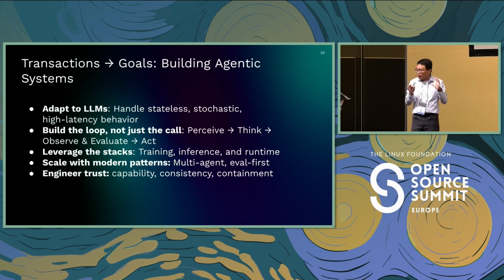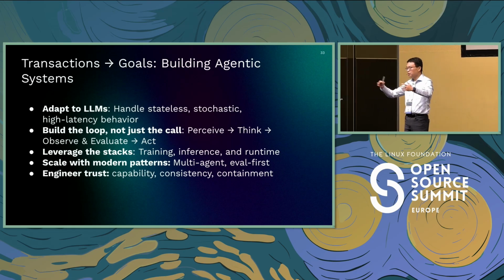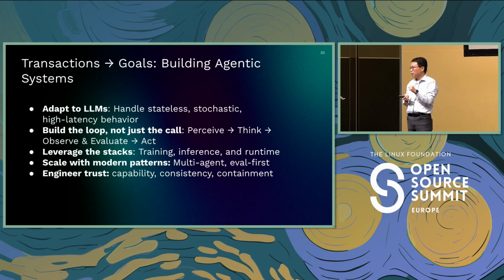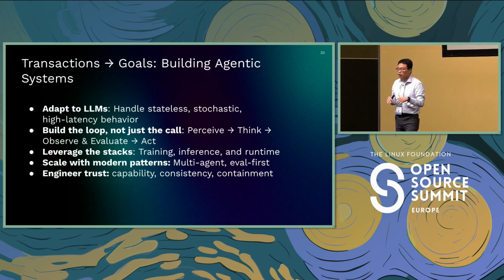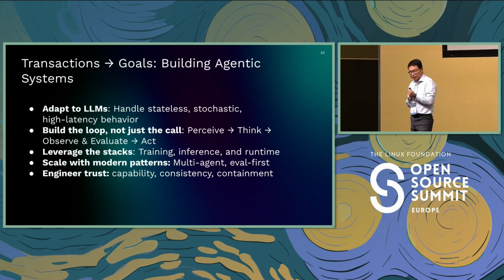The third thing is leverage these stacks. There's been a whole bunch of open source projects for training, for inference, for runtime, that will get you a very long way to building an agent, right? And you can probably even use ChatGPT or Claude to build a lot of this stuff. And then as you start running into challenges, you want to scale by going to multiple agents and thinking about your evaluation workflows. And then to engineer trust, which is a big part of building agentic systems, think about your capability, consistency, and containment.